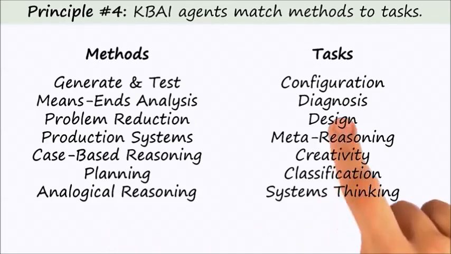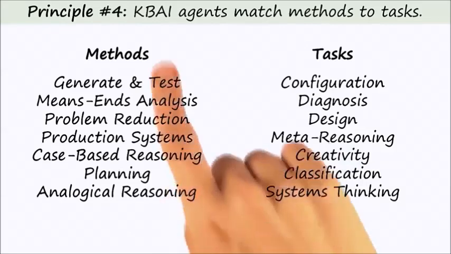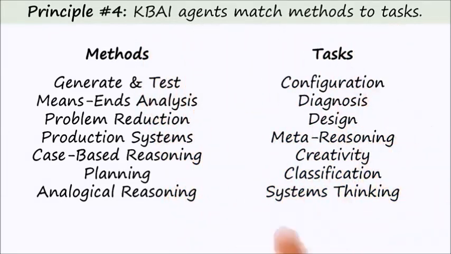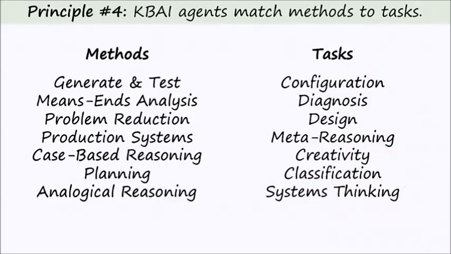So for example, if we're doing design by case-based reasoning, that spawns new problems to address. And we might address those new problems, those new tasks, with analogical reasoning or with problem reduction. This gets back to our meta-reasoning notion of strategy integration. In this way, knowledge-based AI agents match methods to tasks not only at the top level, but also at every level of the task-subtask hierarchy.